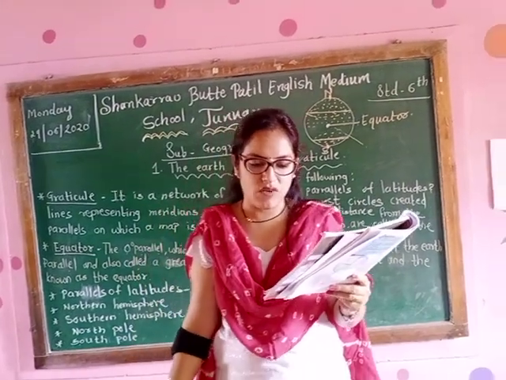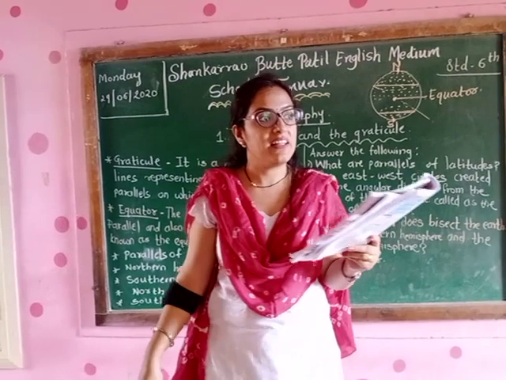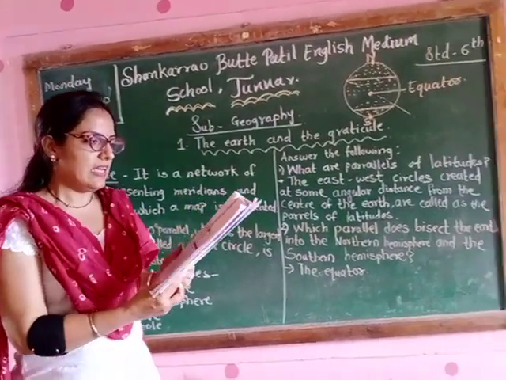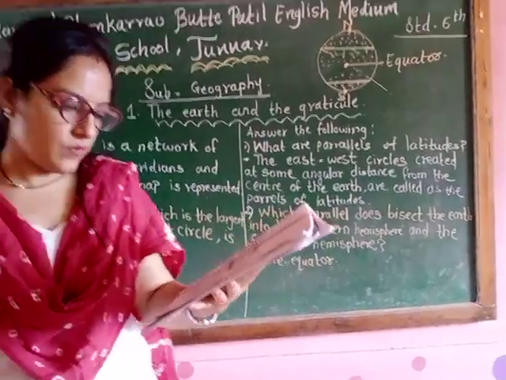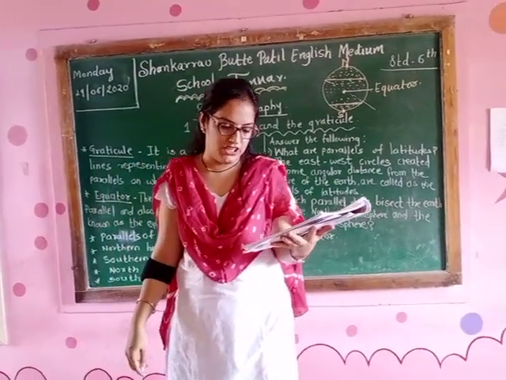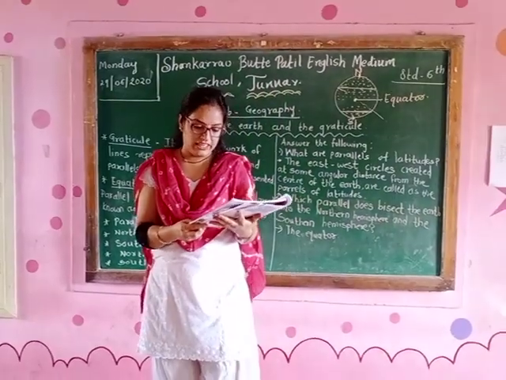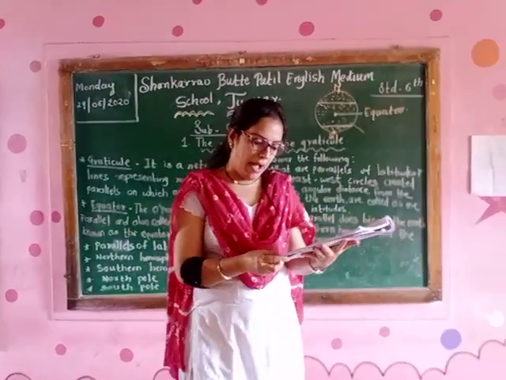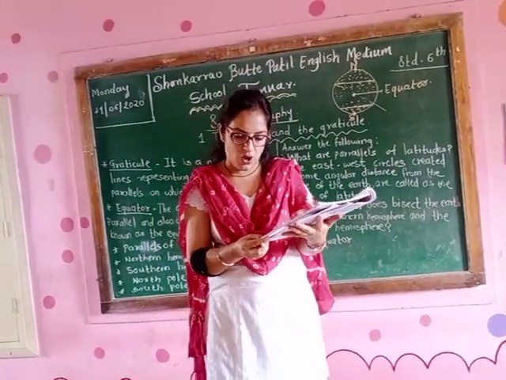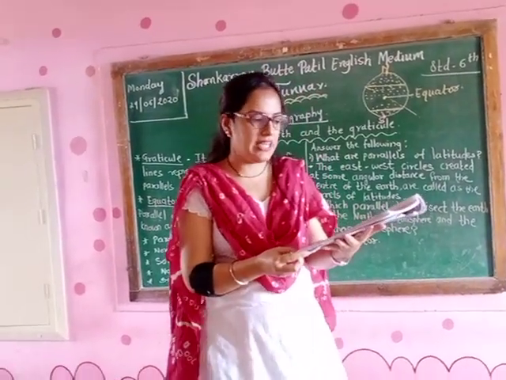While mentioning the value of a parallel, it is very necessary to mention whether it is in the northern or the southern hemisphere. See here, the parallels from the northern hemisphere are always referred to as 5 degree north, 15 degree north, 30 degree north, 50 degree north, whereas the parallels from the southern hemisphere are always referred to as 5 degree south, 15 degree south, 30 degree south and 50 degree south.